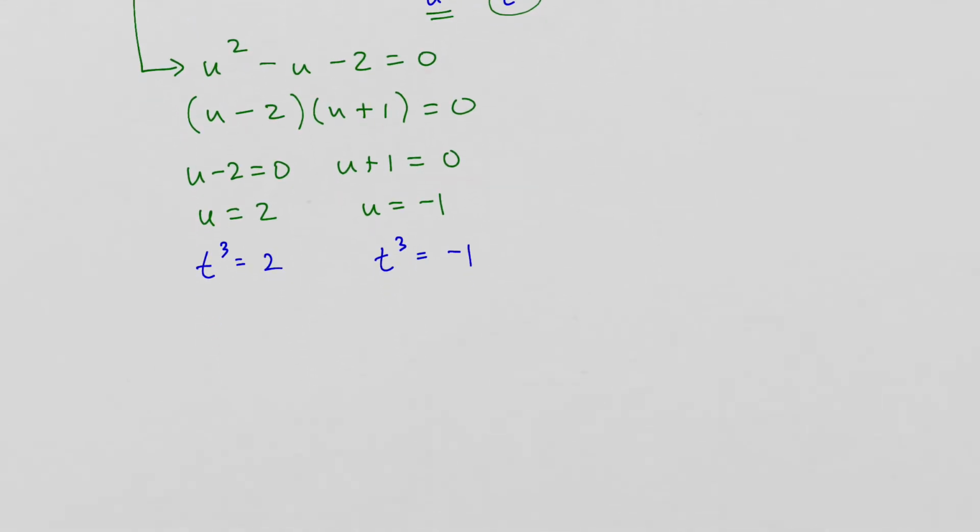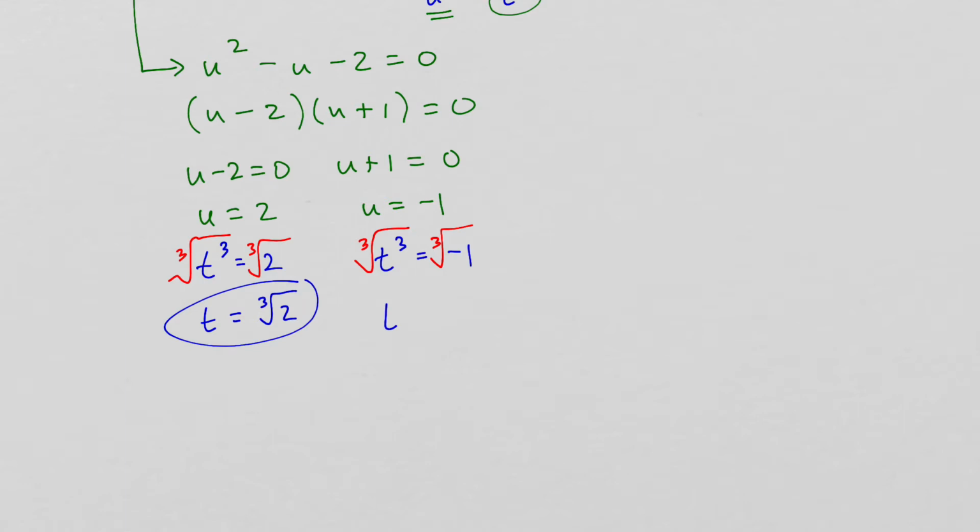And now to solve for t, what I need to do is take the cube root of both sides of both equations. The cube root of t cubed is t, and the cube root of 2 is just the cube root of 2. So again, the reason we took the cube root is because the third power and the cube root cancel each other out. So this is one answer.